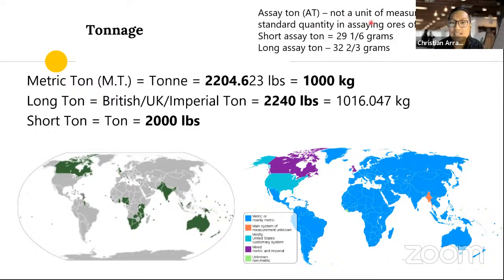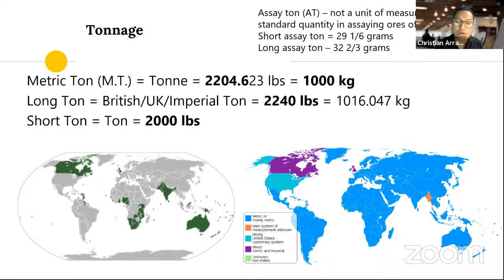But the assay ton is not a unit of measurement, but it's a standard quantity. Pag sabing, give me 1 assay ton, so that's, depende no kung short pa siya or long. Kung short ay 29 and 1/6 grams, and then long assay ton is 32 and 2/3 grams of a certain quantity when you're assaying. Kaya siya assay ton kasi kapag nag-assay ka ng ores. When you say assay, you're actually getting the metal content or you're isolating it from the rest of the ore.